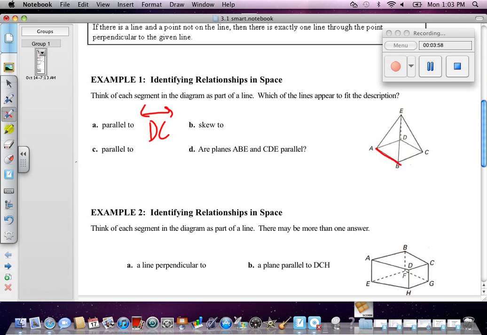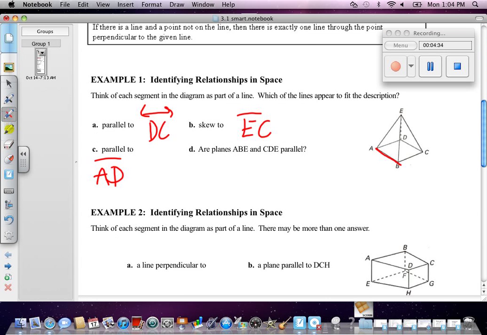Okay, so this is a funky one. What line is skew to AB? What line is not on the same plane as AB? EC. EC might be one. EB. EB is not, because it'll intersect AB, so EB can't work. It's got to be EC or ED. What is parallel to BC? AD. AD.